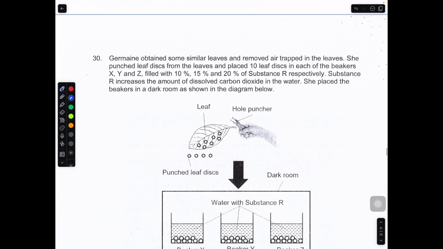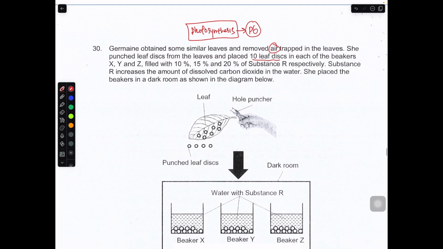Okay, Jermaine obtained similar leaves and removed the air trapped inside the leaf so that the leaf itself can sink into the water. Okay, this is an experiment that is related to photosynthesis, which is actually a P6 topic, but some schools teach it at P5. So she punched leaf discs from the leaf and placed 10 leaf discs in each beaker. So over here, they take the hole puncher, then take out the leaf, and this is a sample.